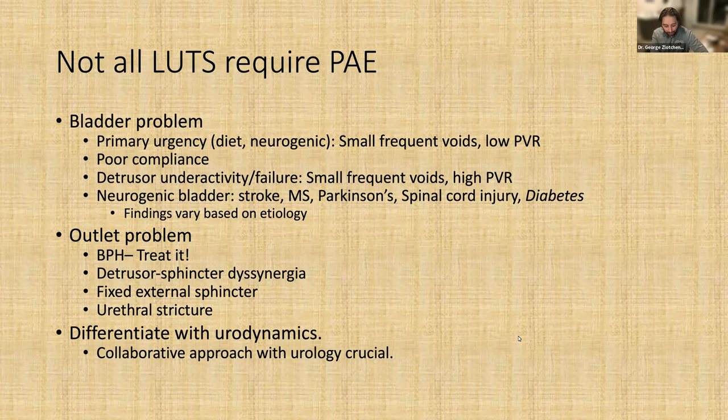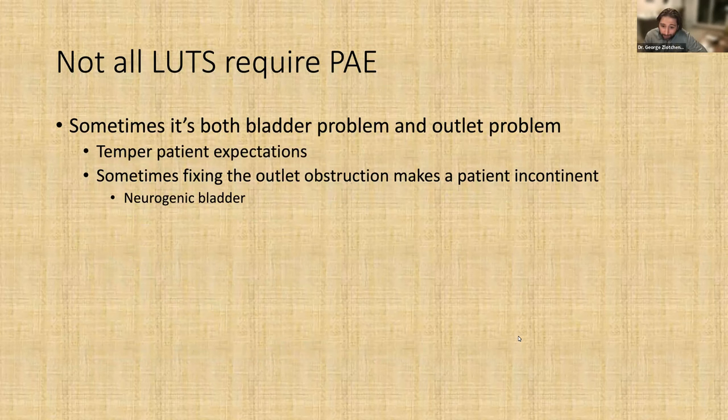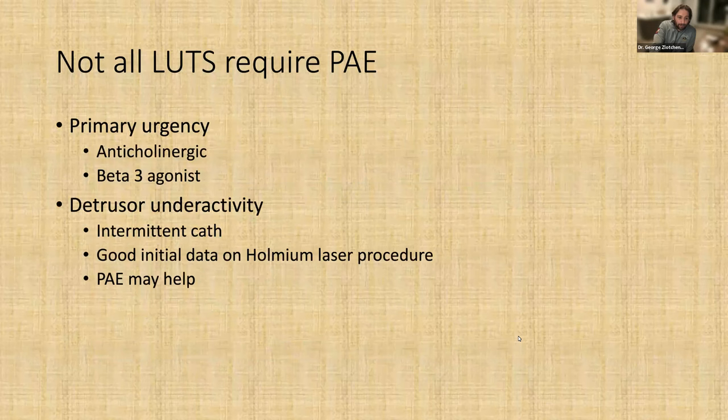Like I said before, sometimes it's both a bladder problem and an outlet problem. So in those patients, you've got to temper their expectations. And sometimes fixing the outlet obstruction makes a patient incontinent when they have a neurogenic bladder. I haven't encountered that yet, but that has happened. So some medications can cause primary urgency, like anticholinergics and beta-3 agonists.